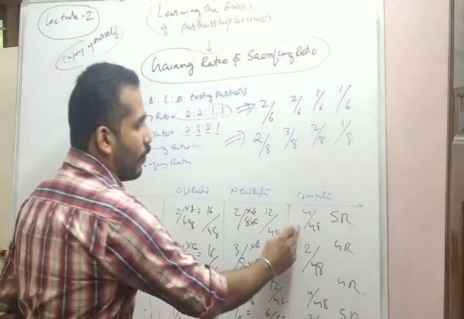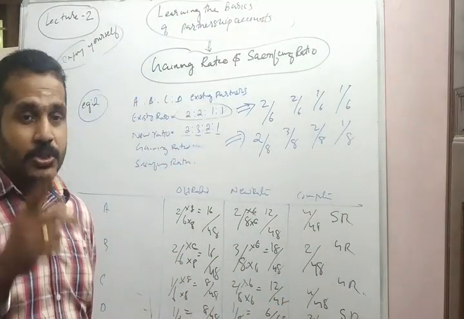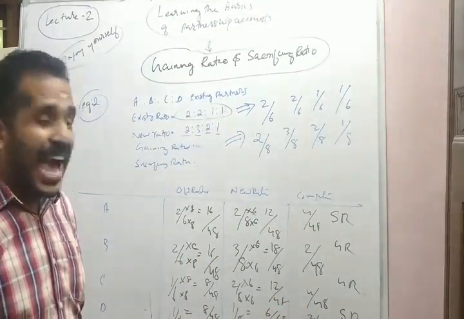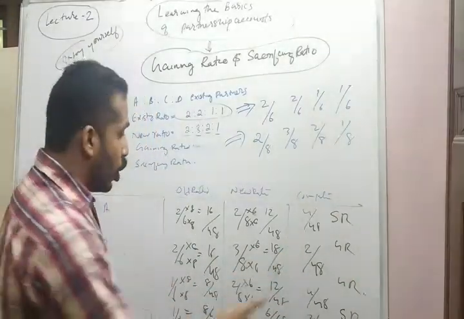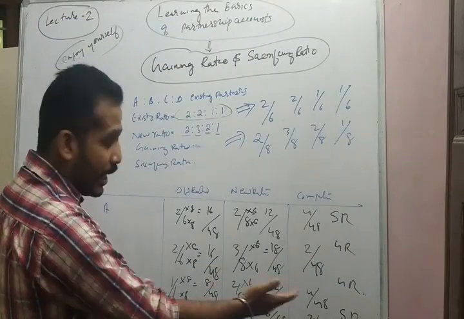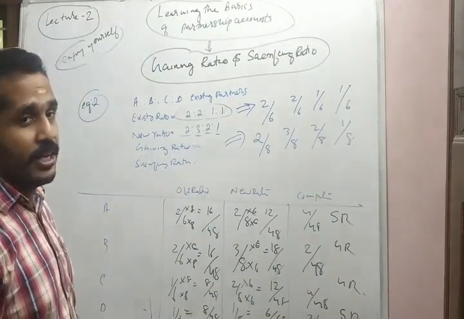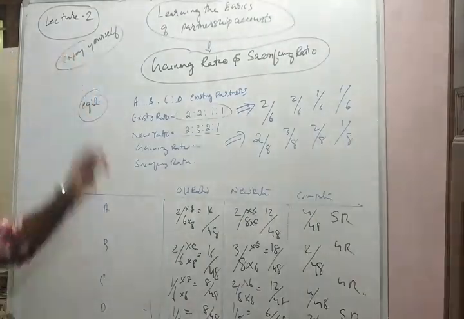See, 4/48 sacrificed by A, 2/48 sacrificed by D. So totally 6 is sacrificed, and out of the 6, 2 is gained by B, and the remaining 4 is gained by C. So this is the calculation of gaining ratio and sacrificing ratio for example 2.